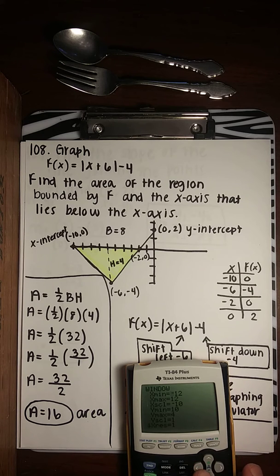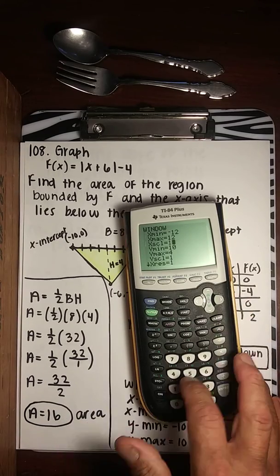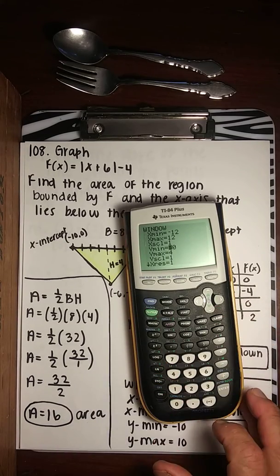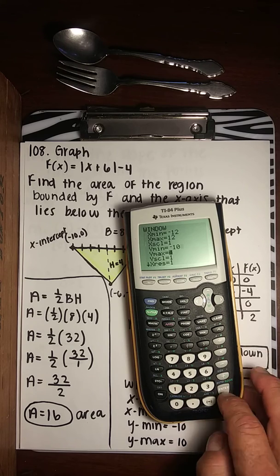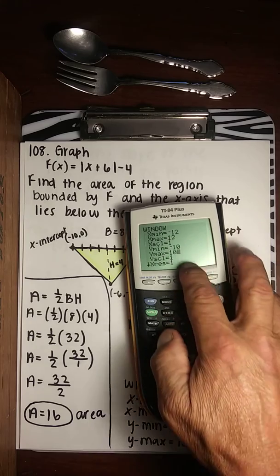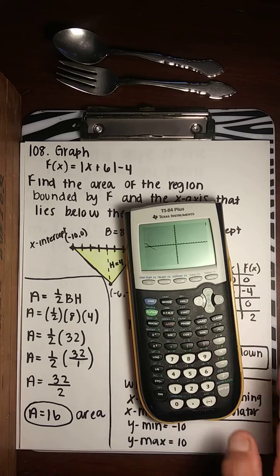Let's zoom out windows. Here we go. Scale 1. Y min negative 10. Y max 10. Alright, so now we got our numbers set up. Let's see if it graphs.